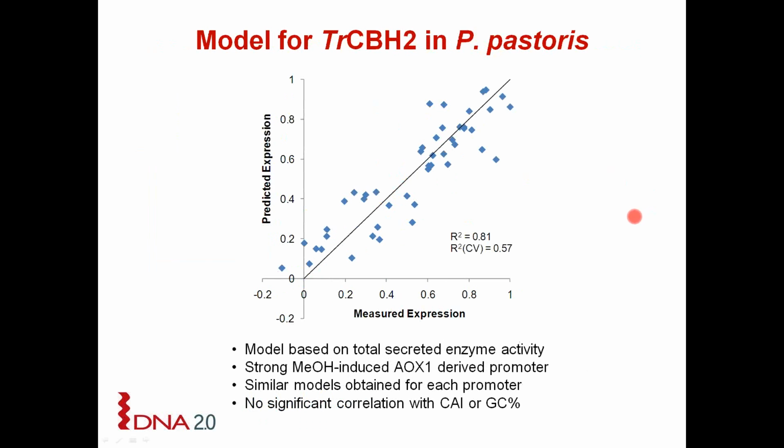And like with the E. coli data, we can explain a lot of the variation by gene features in the PLS model, and this is the model that we get for their data shown here for one particular promoter, and we get similar models for each of the different promoters.